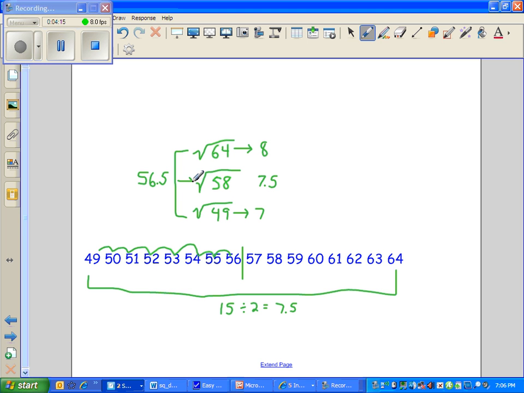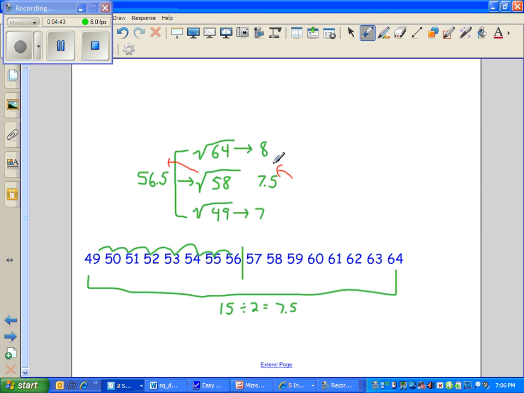Now I can judge where 58 is falling. 58 is higher than 56.5, so now I know that square would fit in between 56.5 and 64 as an area. Now I know its side length must also be higher than halfway.